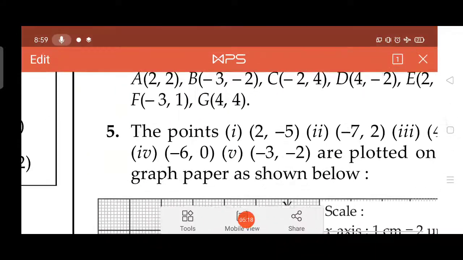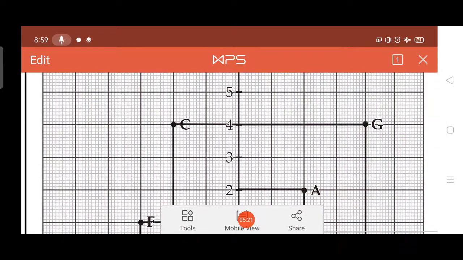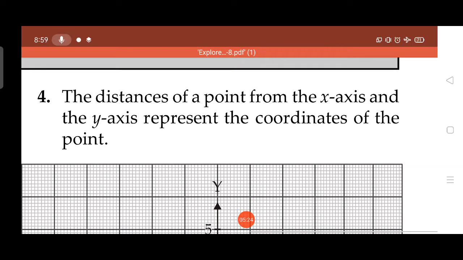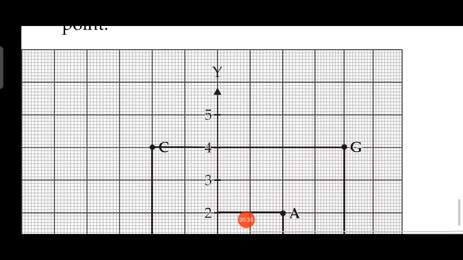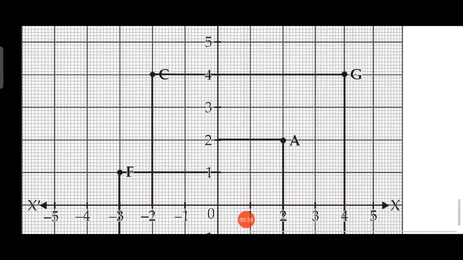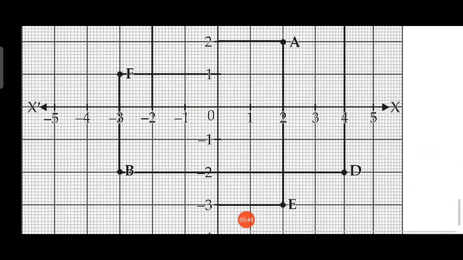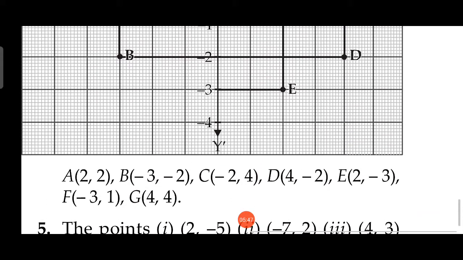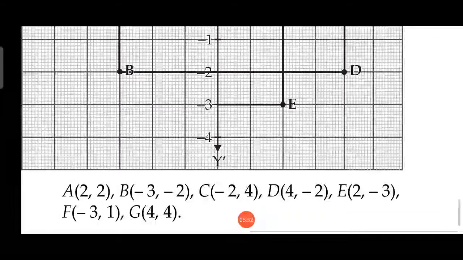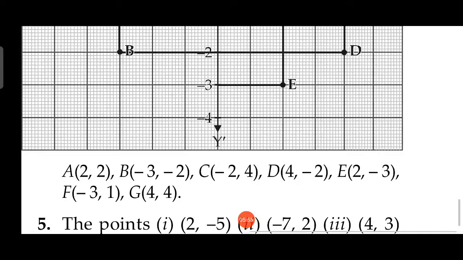So next question, if you come to question number 4, write the coordinates of the points A, B, C, D, E, F, G from the graph shown below. So here one graph is given, and all the points are marked A, B, C, D, E, F, G. Accordingly, A is 2 and 2, meaning x axis 2, y axis 2, and B is minus 3, minus 2. So accordingly we can give the answers.